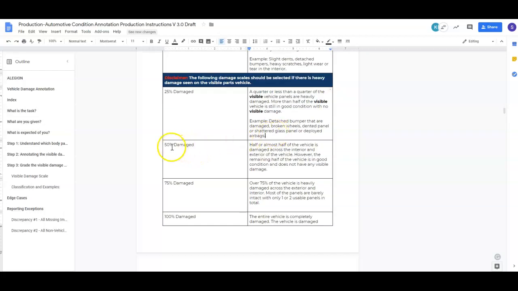Second is 50% damage. Basically 50% damage is half, almost half, or a little bit more than half of the vehicle, across the interior and exterior of the vehicle, that is damaged. However, if you look at the picture, the other half of the vehicle is still in good condition and does not have any visible damage. Very important, 50% damage means exactly half.